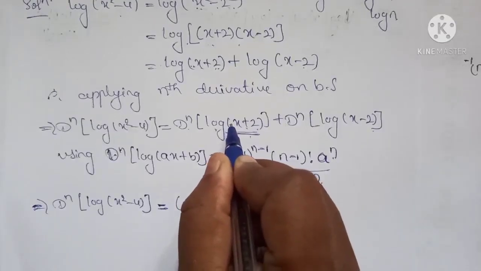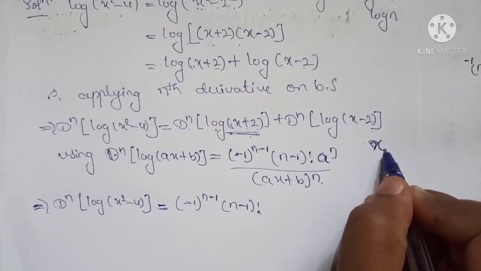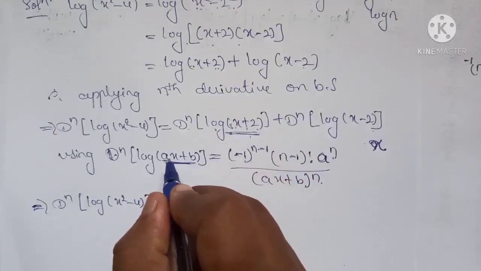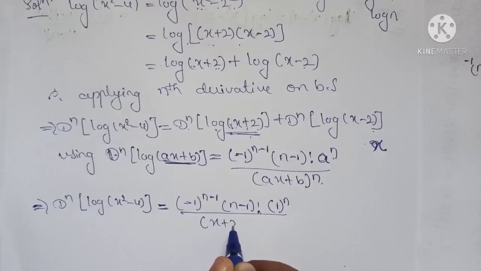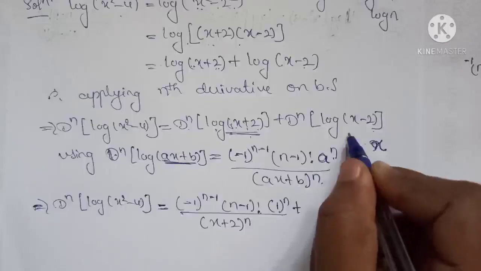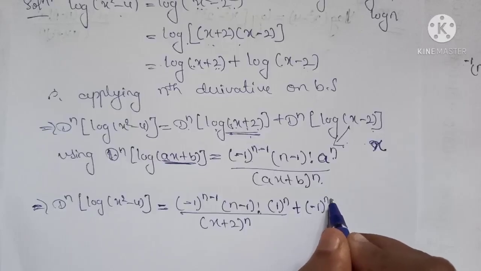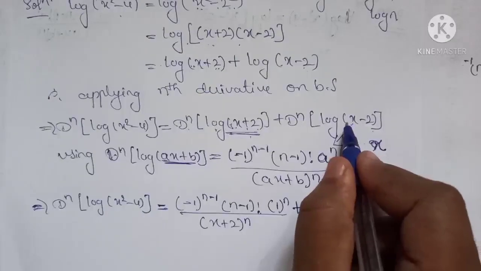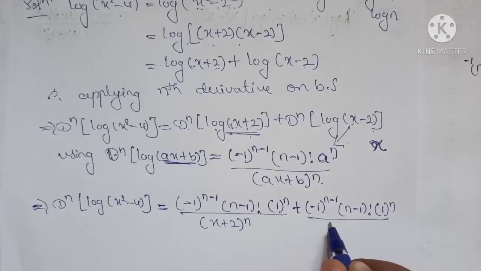a raised to n. Here a is equal to 1, so always a is equal to the coefficient of x. The coefficient of x here is 1, so you can compare this with this and we get a equal to 1, therefore 1 raised to n. The denominator ax plus b means it is x plus 2 raised to n, and plus for this one again we apply the same formula, minus 1 raised to n minus 1 factorial, a means again here also the coefficient of x is equal to 1, we get 1 raised to n divided by x minus 2 raised to n.